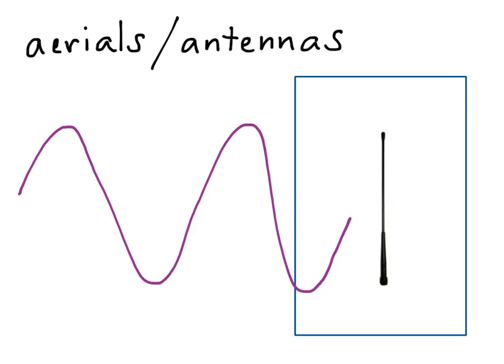The incoming wave basically makes the electrons in the aerial move up and down the aerial, creating a voltage across the ends which can be picked up and provides you with your signal. Okay, and that's it for polarisation.